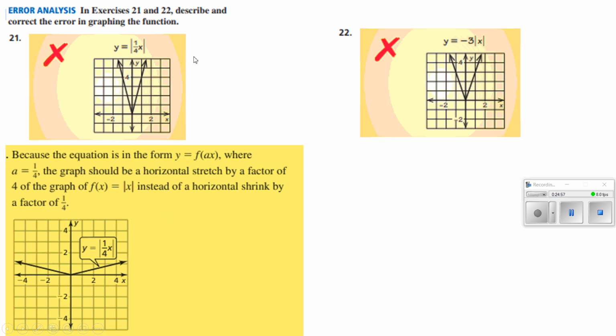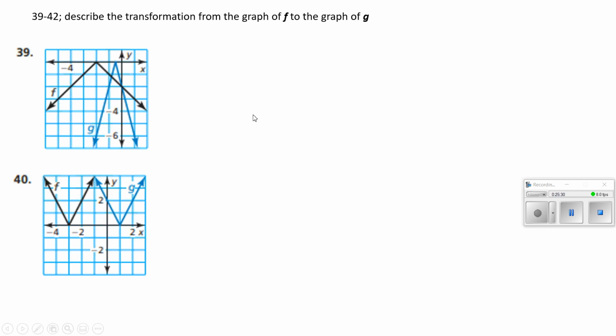22 is for you to do. And it says, let's see, what was the error? Oh, okay. It says the graph should be a horizontal stretch by a factor of 4 on the graph instead of a horizontal shrink. Okay. And when we went up there, that was a horizontal shrink, right? And we wanted, it said it should be a horizontal stretch. Okay, so a stretch. And it should be a factor of 1/4. All right, 22 is for you.